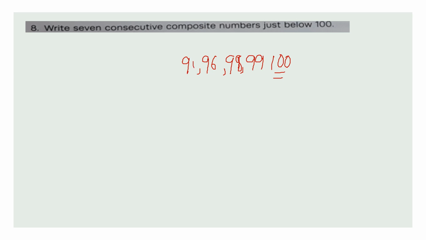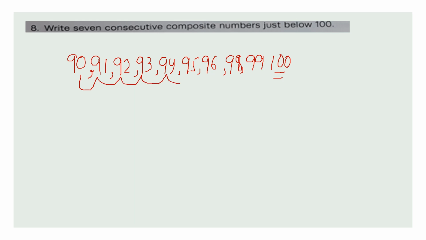96, 95, 94, 93, 92, 91. 91 is composite because 91 is divisible by 7. 90, right? So count till here we have 2, 3, 4, 5, 6, and 7. And all of these are in sequence, right?